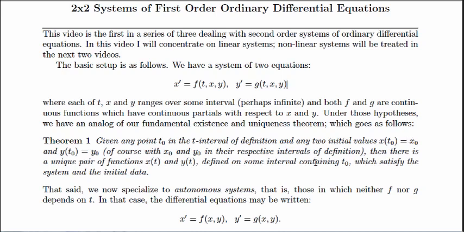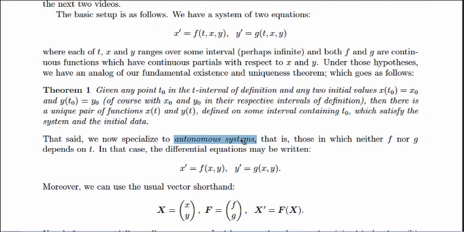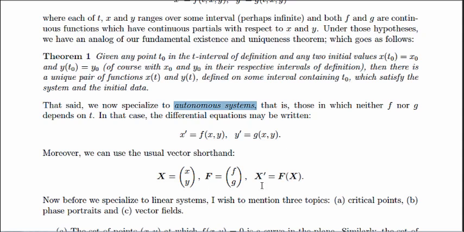Okay, that said, we now specialize to autonomous systems. So an autonomous system is one in which neither f nor g depends on t. So the t is gone up here. And so we can rewrite as x prime equals f(x,y), y prime equals g(x,y). And we can also write that in a vector shorthand in the usual way.